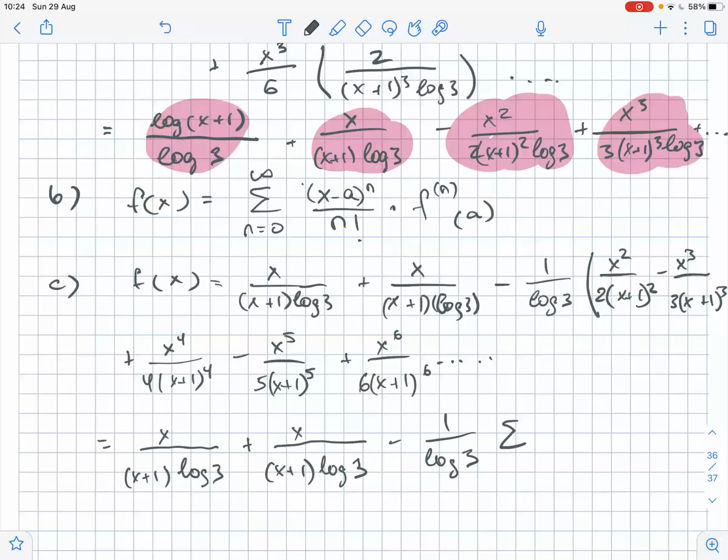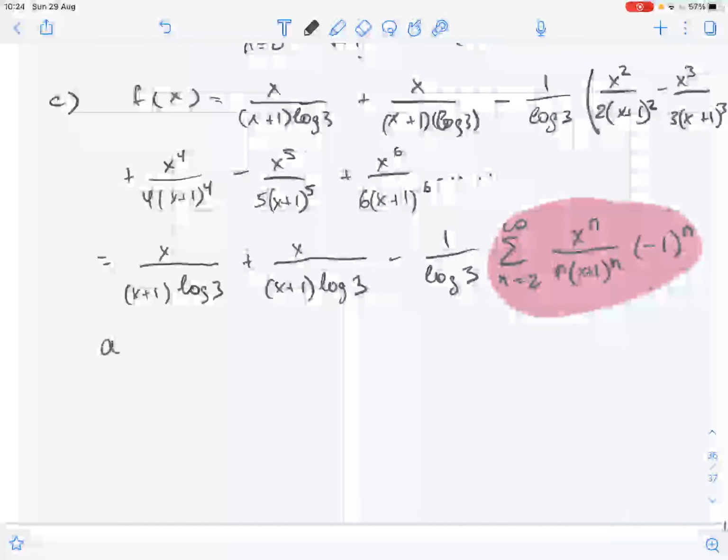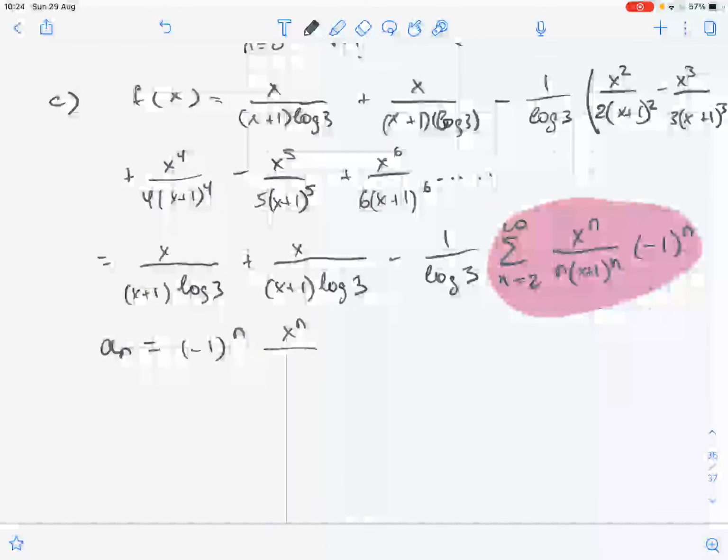Then this equals x over x plus 1 times logarithm of 3 plus x over x plus 1 times logarithm of 3 minus 1 over logarithm of 3 times the sum from n equals 2 to infinity of x to the power of n over n times x plus 1 to the power of n times negative 1 to the power of n. So this series will be converging if this term is convergent. So let a_n be equal to negative 1 to the power of n times x to the power of n over n times x plus 1 to the power of n.